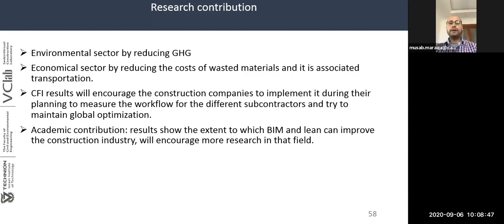Research contribution: there is the environmental sector, by reducing greenhouse gases, and the economic sector, by reducing the costs of wasted material and its associated transportation. Also, the construction flow index results will encourage construction companies to implement it during planning and to measure the workflow for different subcontractors and try to maintain global optimization. For the academic contribution, results show the extent to which Lean and BIM can improve the construction industry, which will encourage more research in that field.